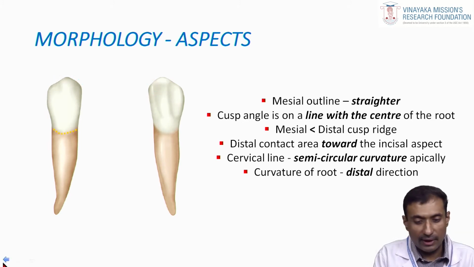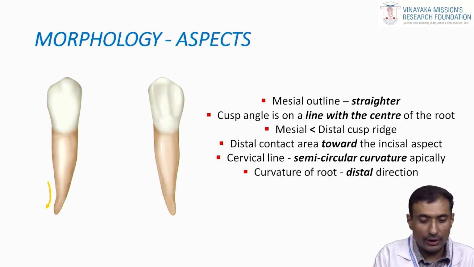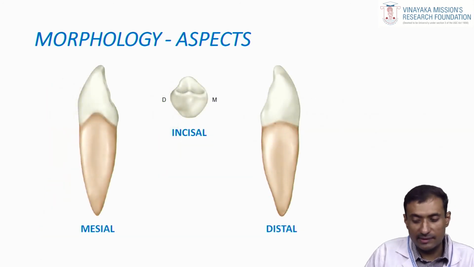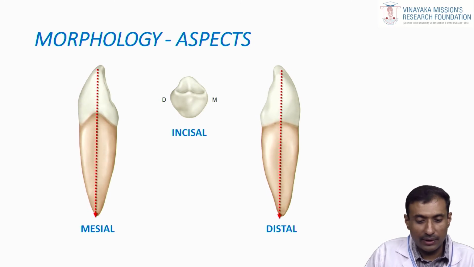The cervical line, as you can see here, which is marked here, is a semicircular curvature and it tips more apically. And the curvature of the root, as you can see in this picture, shows a curvature towards the distal direction. Now, moving on to different aspects, that is the mesial, distal and incisal aspects. You can see that it is almost symmetrical in both the mesial and the distal aspect.